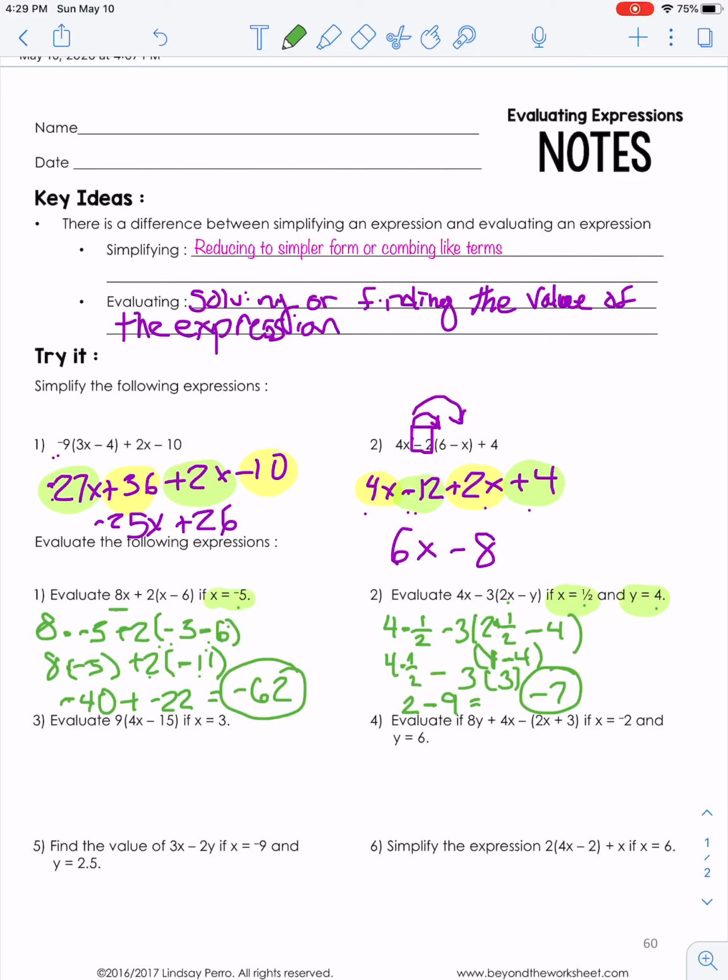Oh, whoops. I forgot to bring my negative down. Negative 3 times negative 3 is a positive 9. So 2 plus 9 is 11. So our answer would be 11. That's why it's very important to watch your positive and negative signs, because they can change your answer so much.